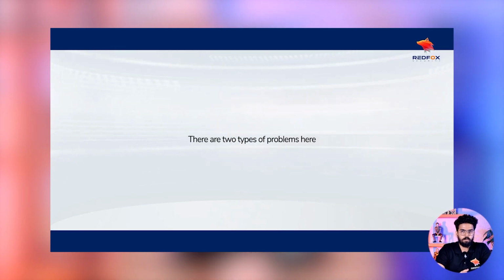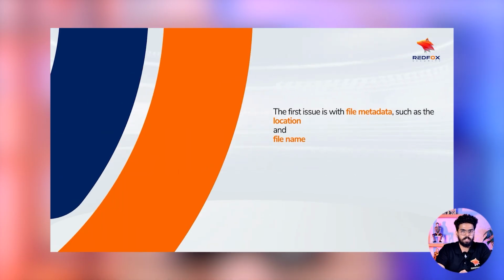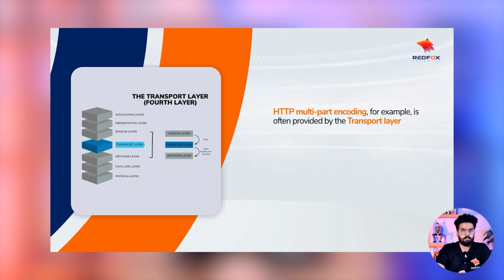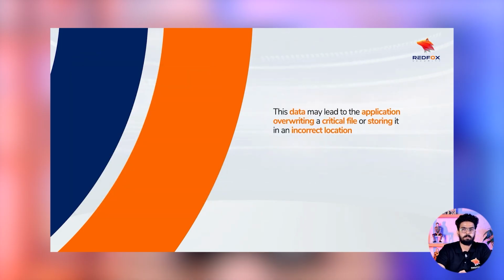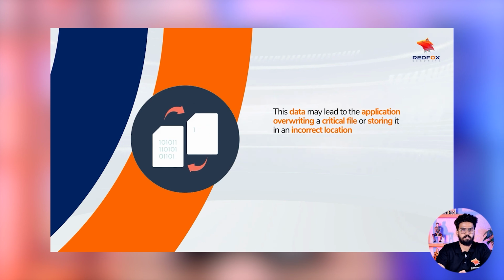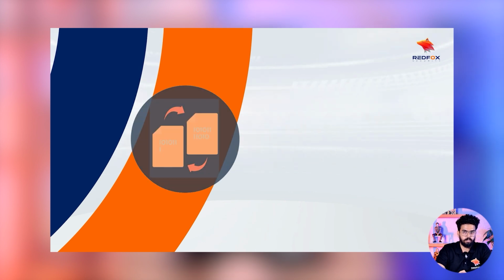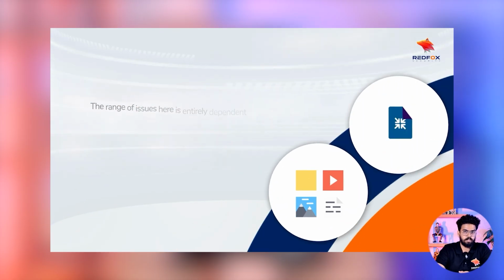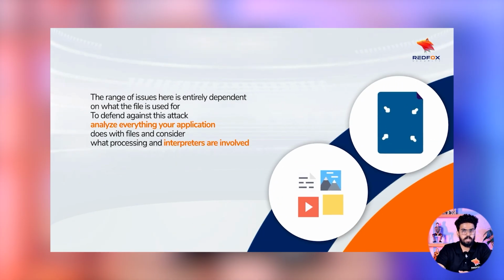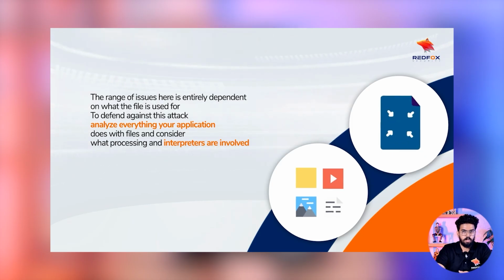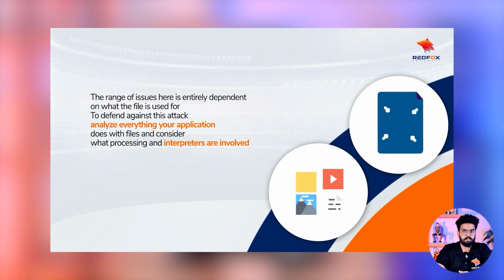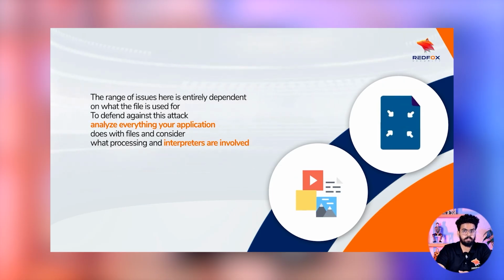There are two types of problems here. The first issue is with the file metadata such as the location and file name. HTTP multi-part encoding, for example, is often provided by the transport. This data may lead to the application overwriting a critical file or storing it in an incorrect location. Before using the metadata, it must be thoroughly validated. The second type of issue is one of file size or content. The range of issues here is entirely dependent on what the file is used for. To defend against the attack, analyze everything your application does with files and consider what processing and interpreters are involved.